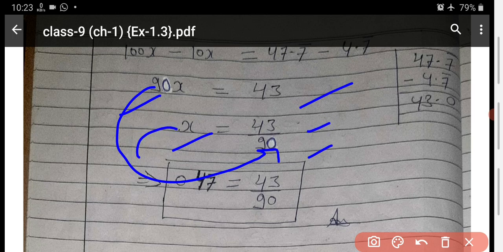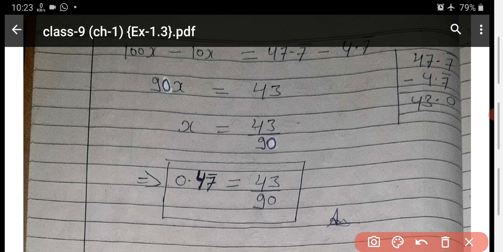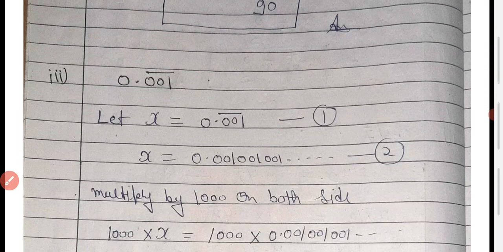Now what is the value of x you let here? You let here 0.47 bar. So what is the value? This 0.47 bar is equal to 43 by 90. It is your proper answer. Okay, hope all of you understand. If you still have any doubt, you can ask for my personal number. Now come to the next question.